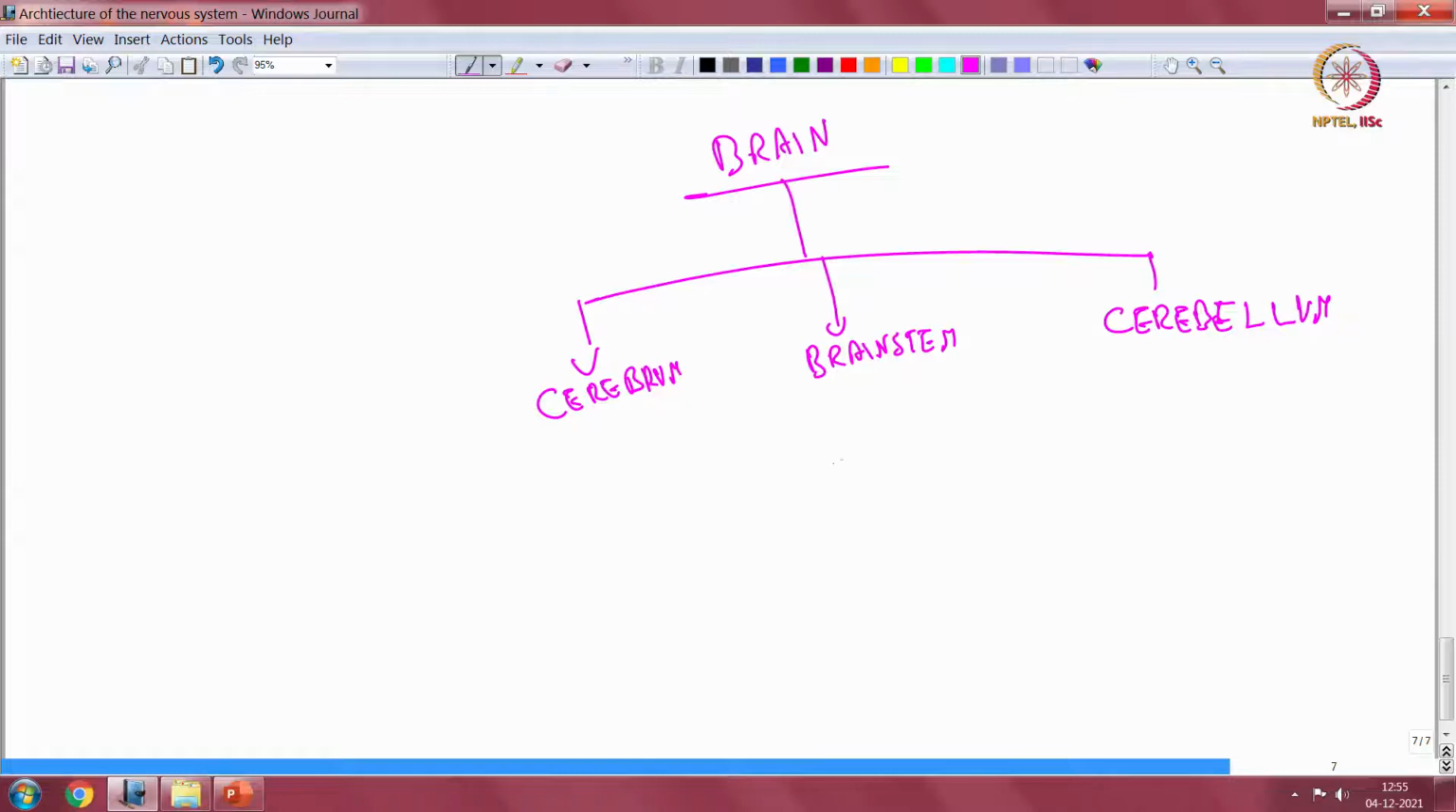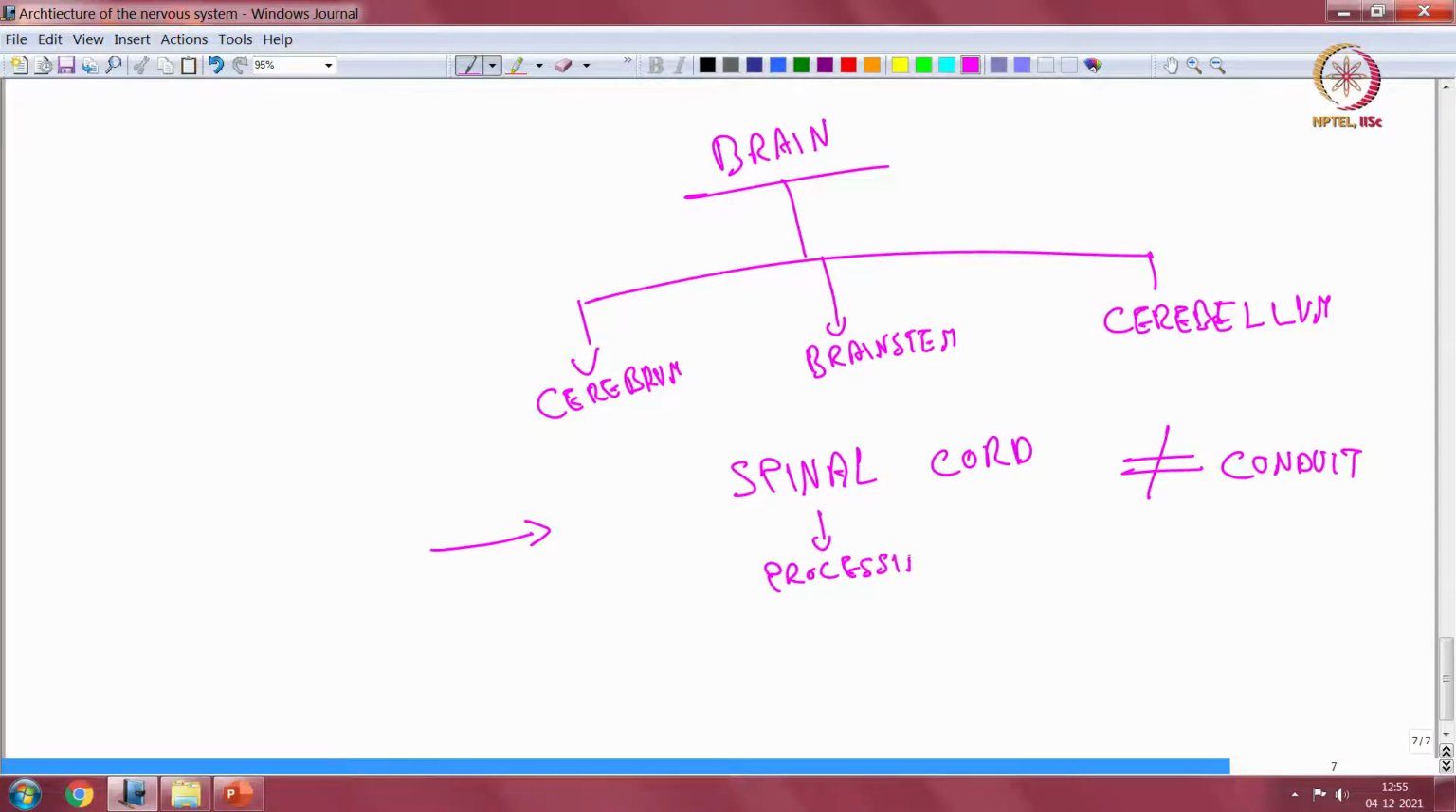From the brain we go to the spinal cord, but you shouldn't think of the spinal cord as just a conduit. It is not a conduit. It is its own independent processing system, which we will be discussing to some extent, because it is important to understand that the spinal cord is not just a mode of transferring information between the brain and the rest of the body.